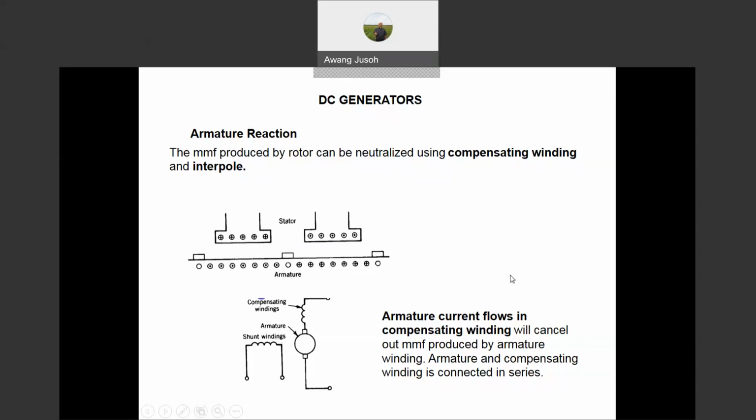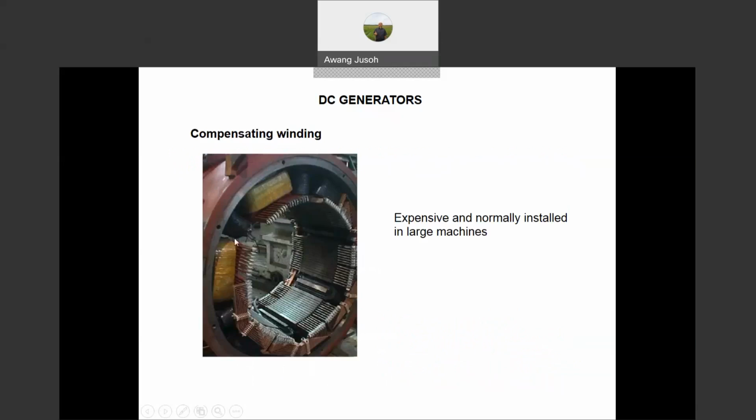Okay, this is to show you in more detail how they manufacture this. You can see there's a main pole, and this is your compensating winding, made on the top of the main pole there. Normally in this machine, this winding is expensive and used in large machines only.